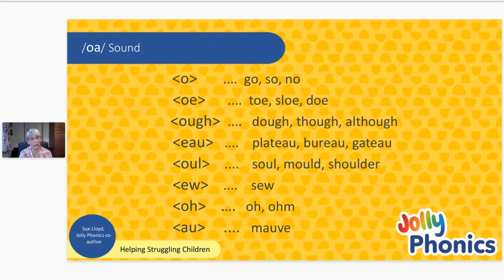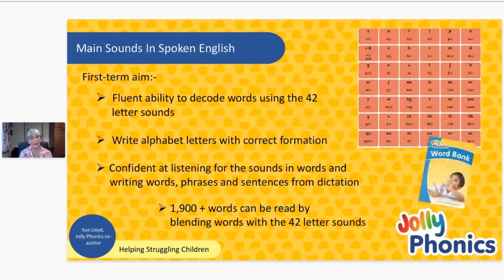The EAU, well, this will be influenced from France and when we were invaded. So for plateau and bureau, the OUL, like in soul and mould. The EW, like in sew. Well, EW is nearly always U or oo, but here it is O, just to make it more difficult. And OH, like in oh, when you exclaim something, and AU as in mauve. So, I mean, what a code, it's dreadful.